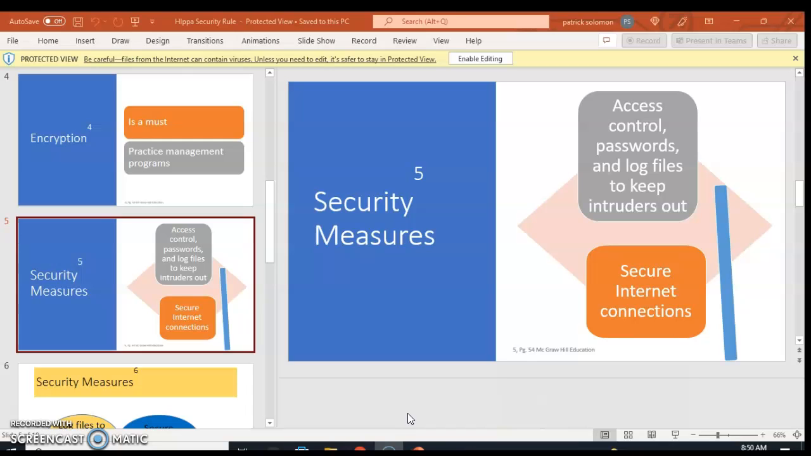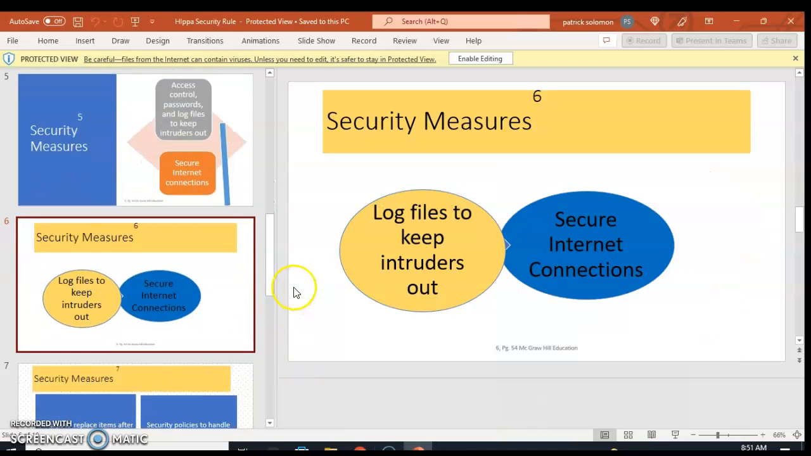Next is a secure internet connection. You have to have a very strong internet connection. It also needs to be encrypted. Another security measure, as I've talked about, is the practice management program being able to track who's logging in and logging out. Again, secure internet connections.